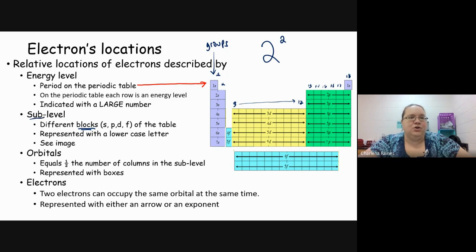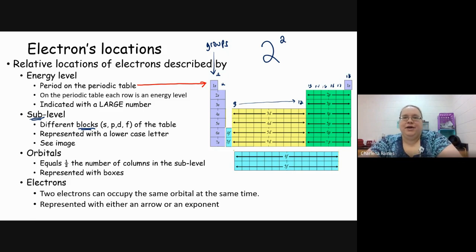Sublevels and blocks are interchangeable. We represent sublevels with letters. We use a lowercase letter. So my S block on this particular graphic are all light blue. Primarily, it is columns 1 and 2. Helium is an odd exception. We'll talk about it when I get to configurations. I'm going to actually do it as an example. But you can kind of pretend that helium is over beside hydrogen, and it makes sense visually.